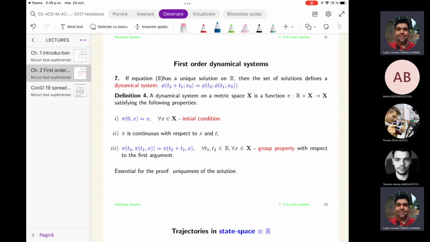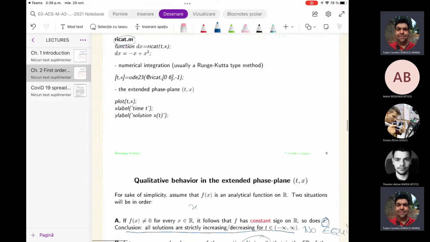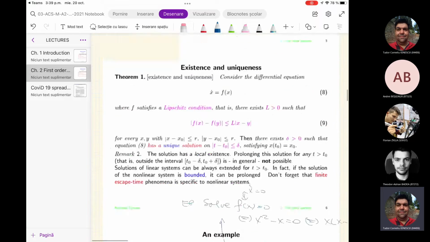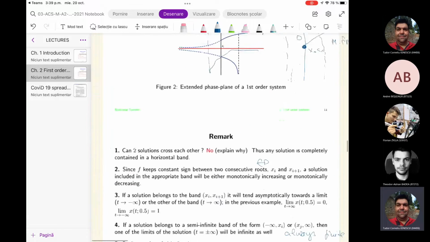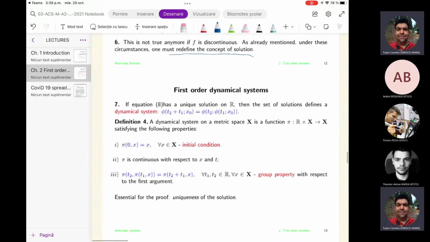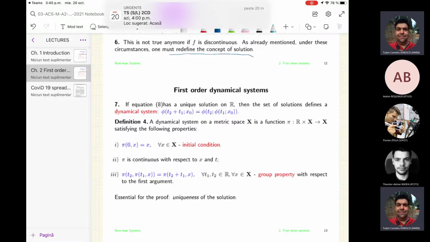So if equation 8, let's go back, this is the equation x dot is f(x), has a unique solution on R, then the set of solutions defines a dynamical system. So the set of solutions is defining the dynamical system: phi of t2 plus t1 and x0 is phi of t2 and phi of t1 x0.